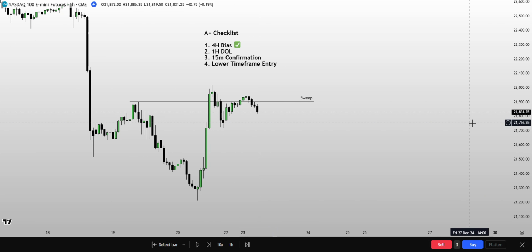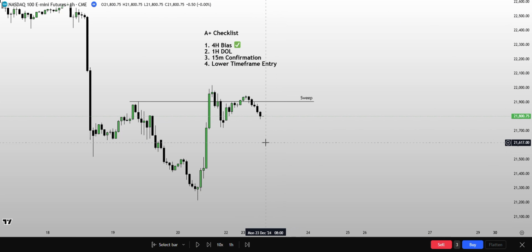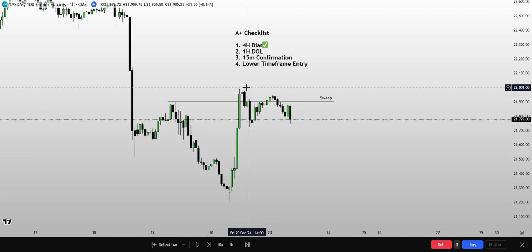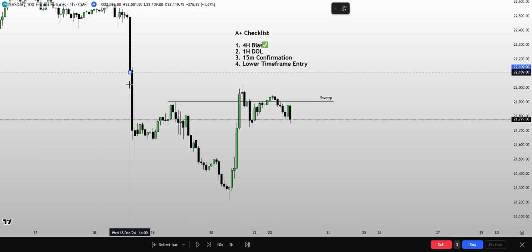Now I go to the 1 hour. Heading into this AM session, I'm going to look, okay, what is price doing here? So, like I said, a huge move up. This 1-hour bearish imbalance.